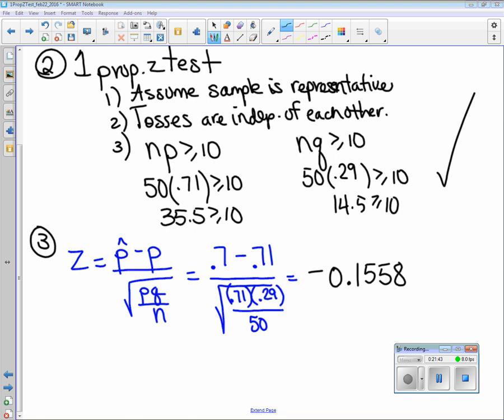Did I expect it to be? It's less than 1 standard deviation away from the mean. Why does that make sense? The data we collected was very similar to what the claim was, right? The more different it is, the bigger z-score you're going to have, the further away from the mean you're going to be.